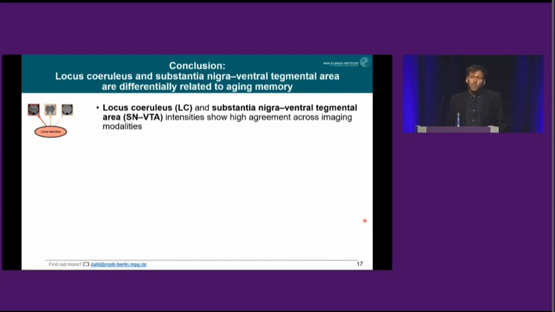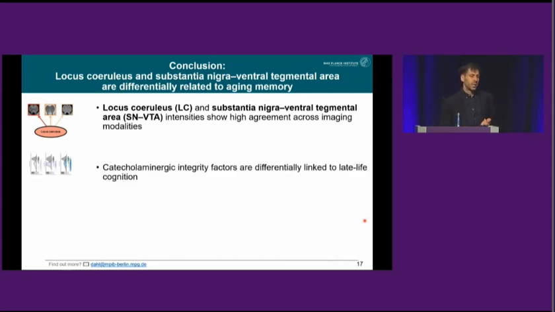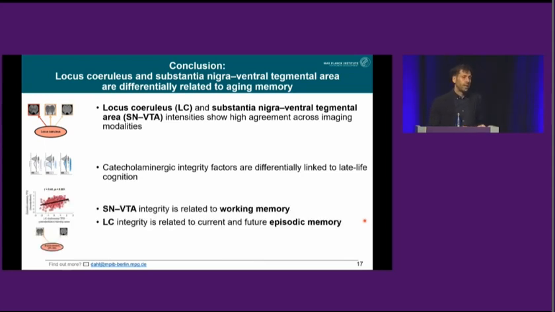So to summarize, here we take a multimodal approach to investigate the noradrenergic locus coeruleus as well as the dopaminergic substantia nigra ventral tegmental area. And we find that these 2 neuromodulatory systems are differentially associated with aging cognition, with the dopaminergic system being more associated with working memory performance and the noradrenergic system being more associated with current as well as future episodic memory performance.